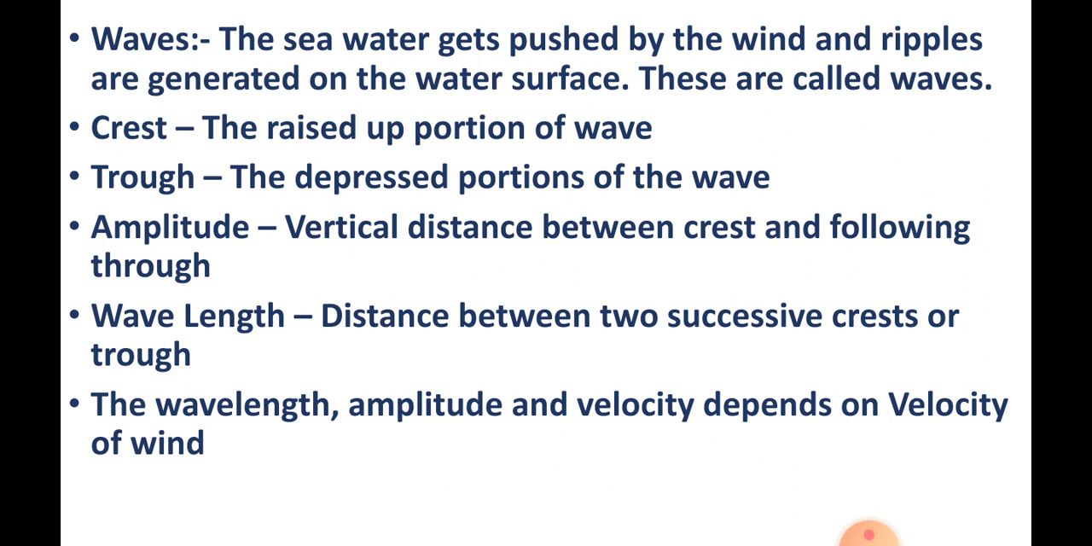Waves. The sea water gets pushed by the wind and ripples are generated on the water surface. These are called waves. Now in waves we have seen the raised up portion is called crest, and trough the depressed portion of the wave. Amplitude is the vertical distance between crest and the following trough, that means the height of wave. Wavelength, the distance between two successive crests or troughs. The wavelength, amplitude and velocity depend on the velocity of wind.